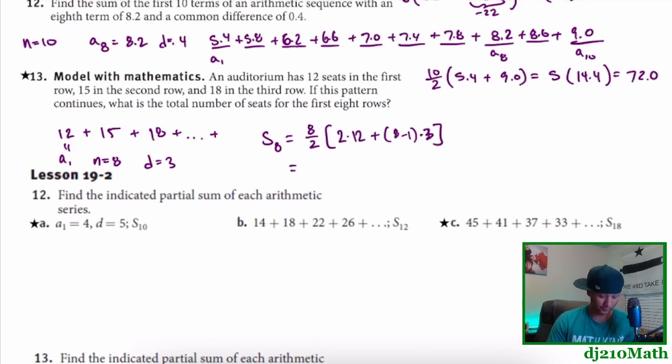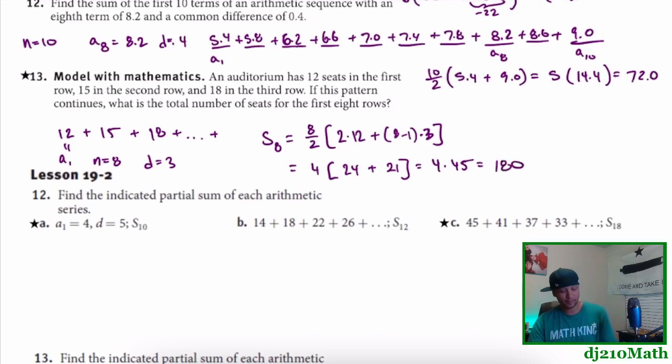Okay, 8 divided by 2, 4. 12 times 2 is 24. 7 times 3 is 21. So 4 times 24 plus 21, 45. So 4 times 45 would be 50, 50, 50, 50, so 200 minus 5, 10, 15, 20, 180. The first 8 terms would add up to 180. So there'd be 180 seats in the first 8 rows if it started at 12 and went up by 3 every time.